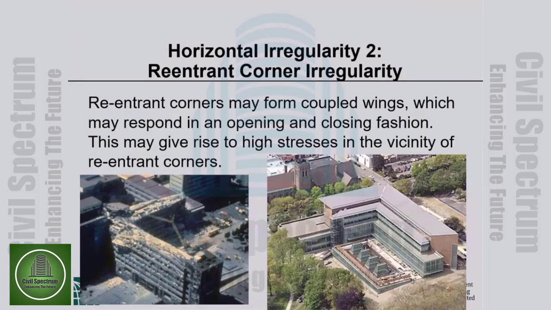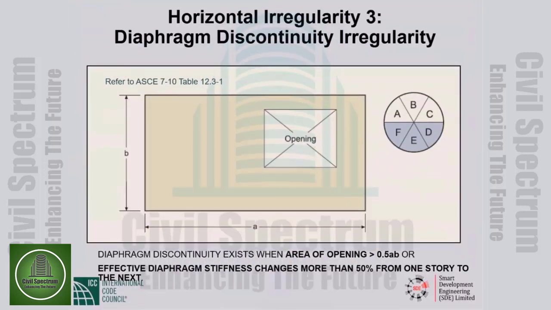Horizontal type 2, re-entrant corner. We are still on the same topic. Re-entrant corners may form coupled wings, which may respond in an opening and closing fashion. Remember, BNBC specifically talks about this. This may give rise to high stresses in the vicinity of re-entrant corners.